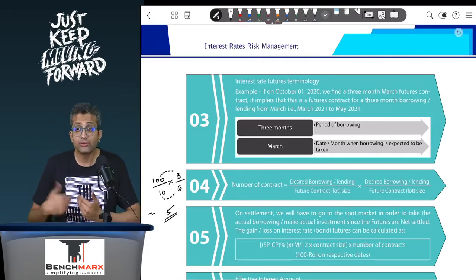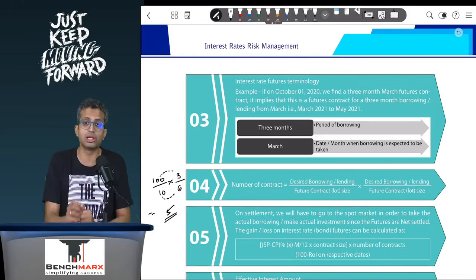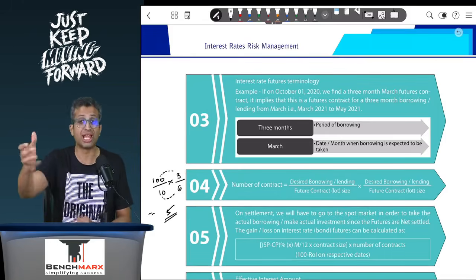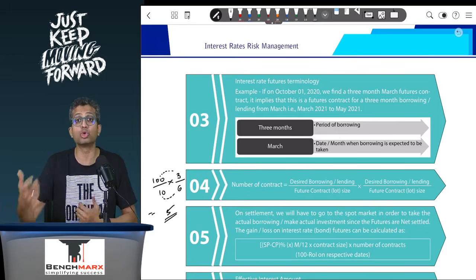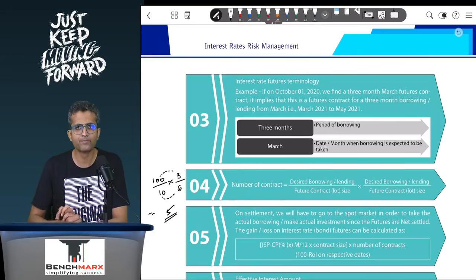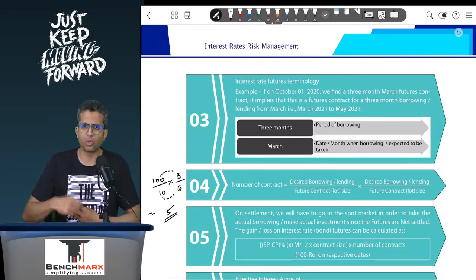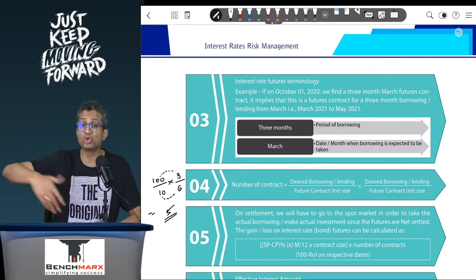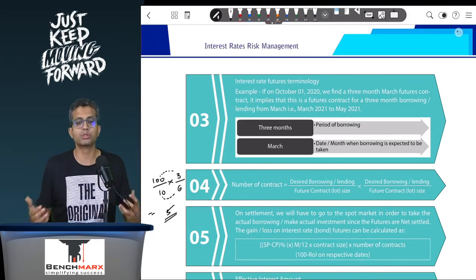And hence, if you were to take a loan, you will have to pay interest on the actual borrowing at the rate of 100 crores into 9%, because you have actually taken the loan at 9%, into 3 by 12. The loan is for 3 months, and hence that will give you a 2.25 crores cash outflow. However, when we look at a futures contract, once you actually take the spot borrowing, you don't need the futures contract, and hence you will close the position under the futures contract.